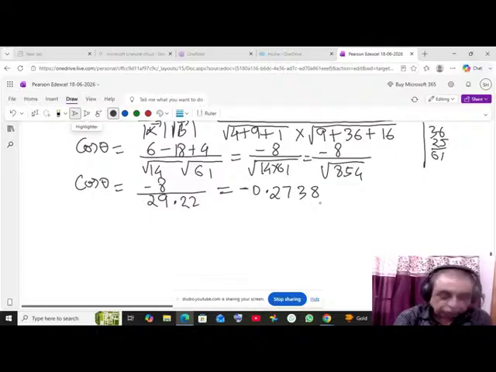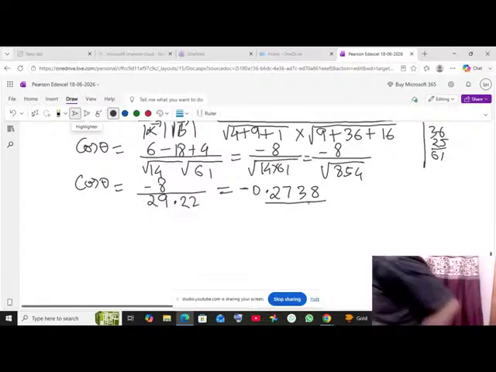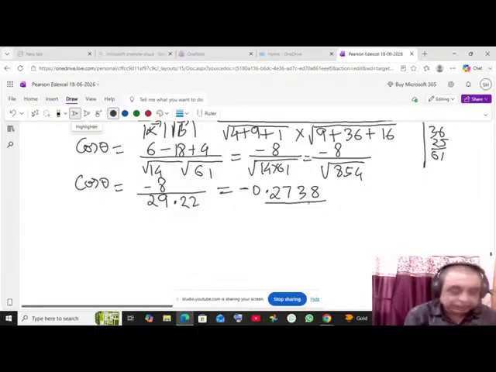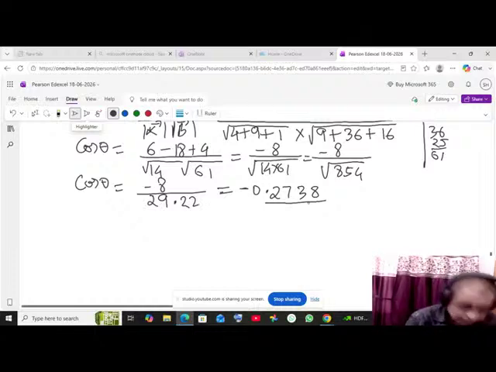Now this is the cos theta value. Now find out from the tables which angle this value is the cos of. I am using the table now. You will use the table and check the cos. This value, 2738, is the cos of which angle?